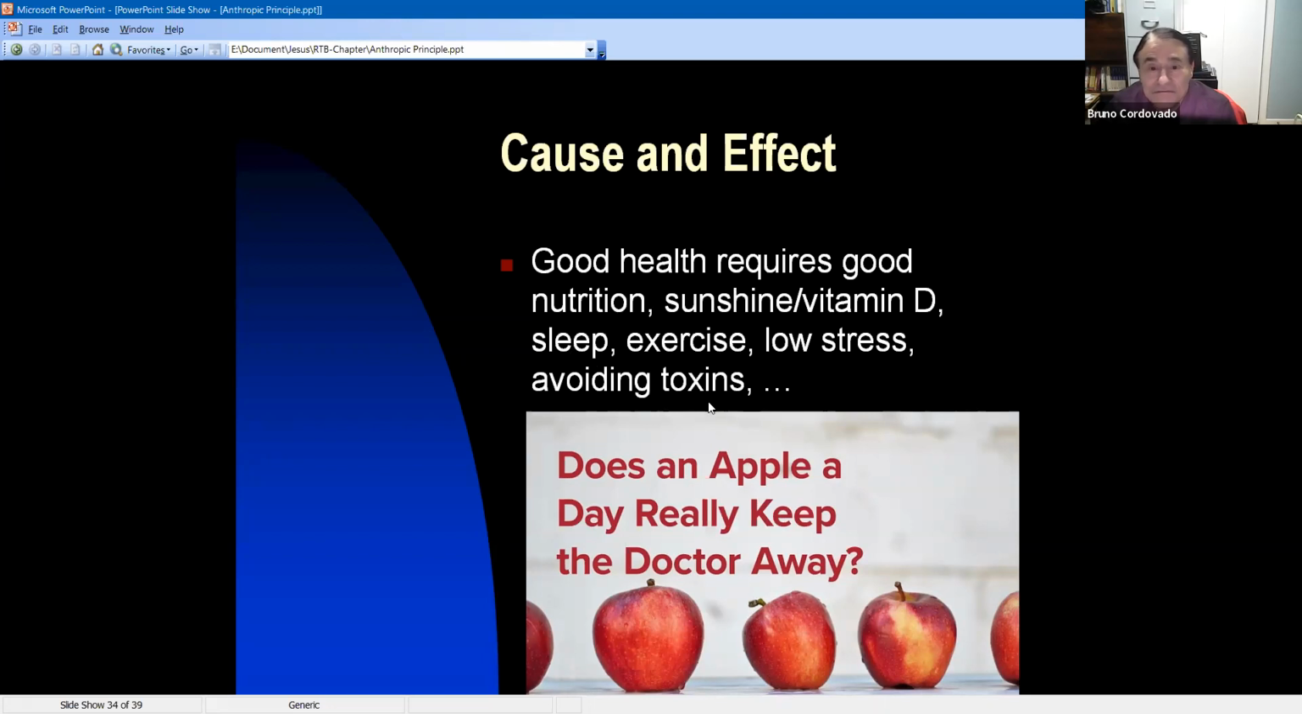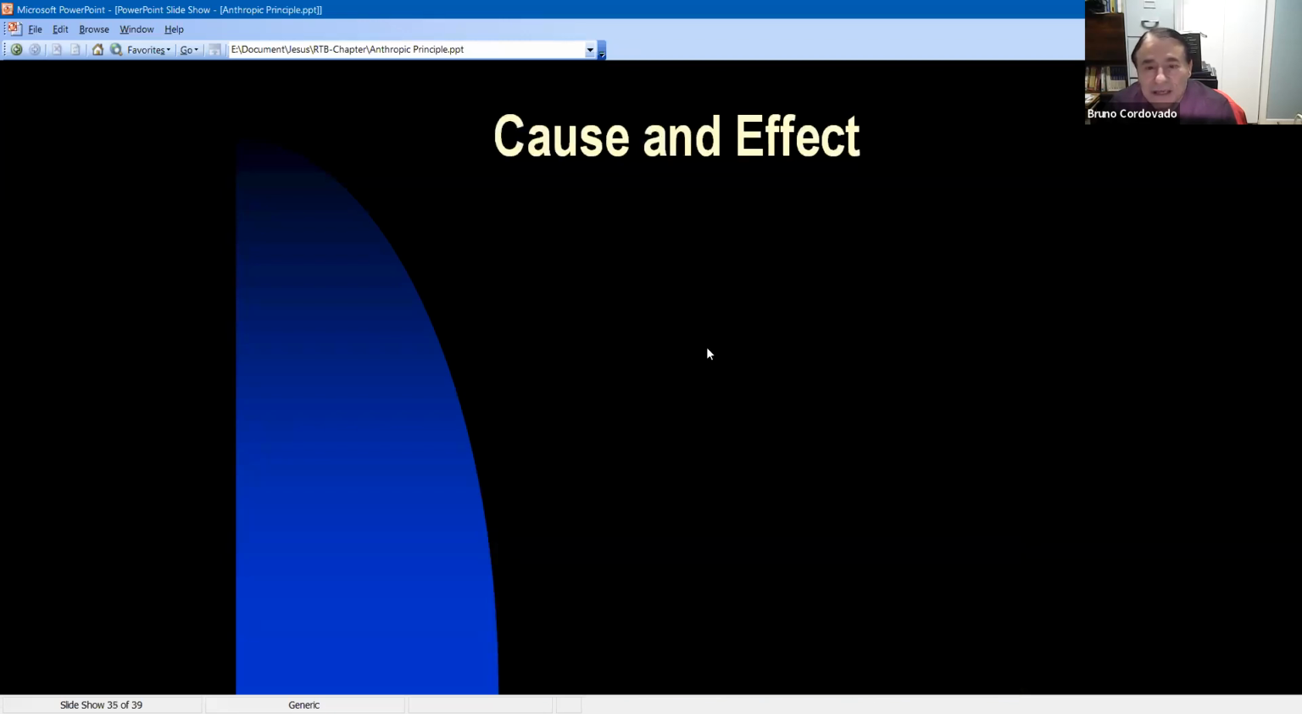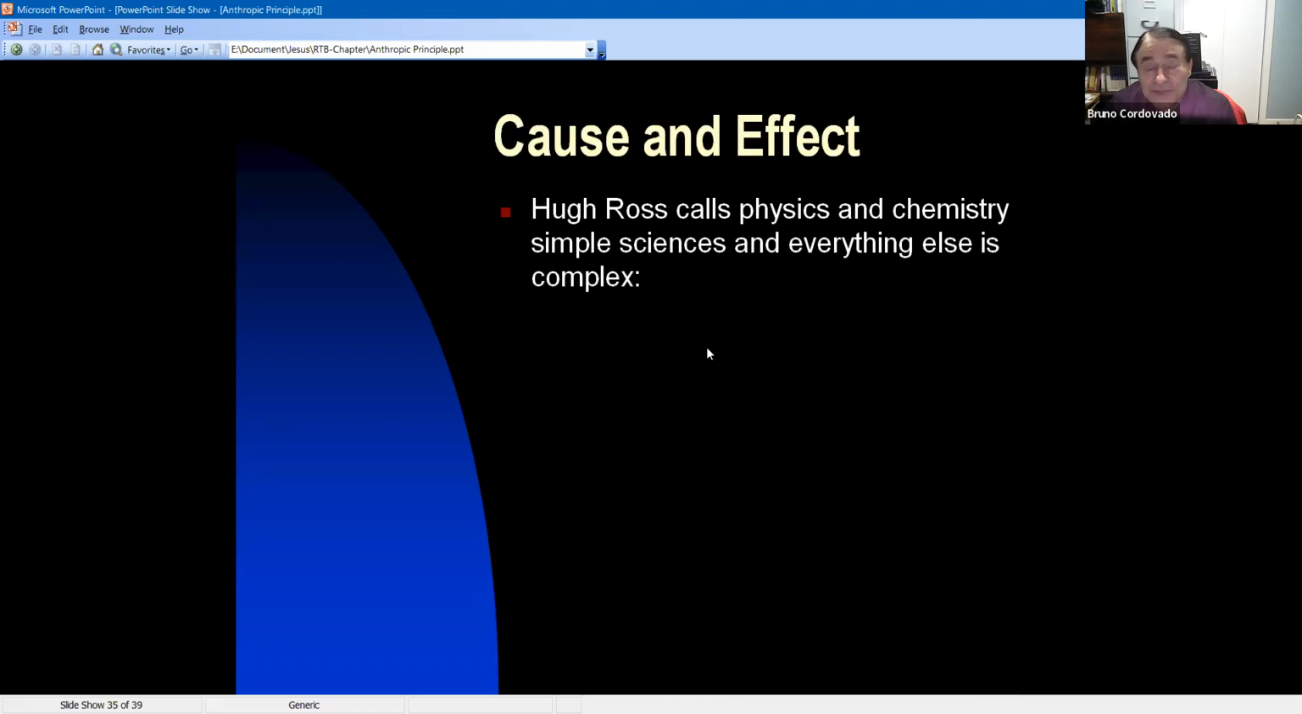So to me, the majority of things require a multitude of things to fix them, any problem that you encounter. But there are some simple things, actually. Hugh Ross calls physics and chemistry simple sciences, and everything else complex.